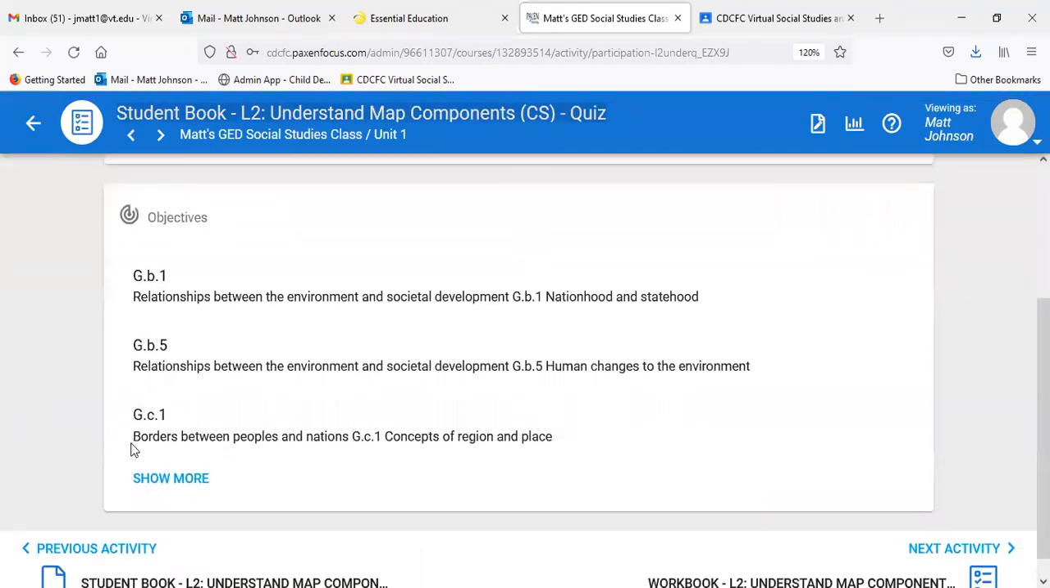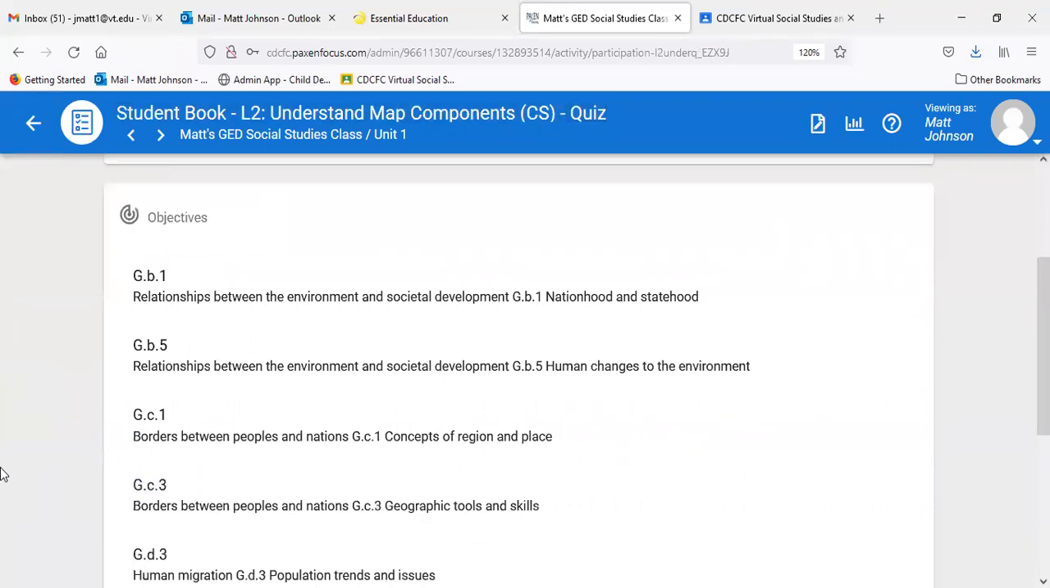Okay. And then it's showing our relationships between the environment and societal development. So that's one of our objectives. So showing things like in the long term here, that's what we want to look at is the differences between like nationhood and statehood, how that's represented on a map. Relationships between the environment and society, right? That's another point of geography. It's that human interaction between the environment and space. How do we change the environment? How does the environment change us?